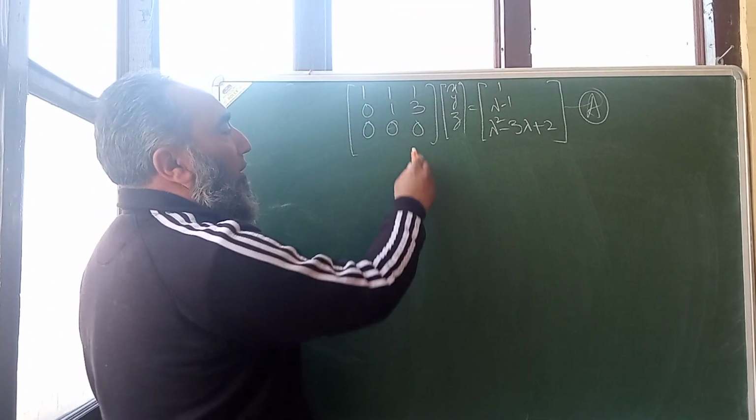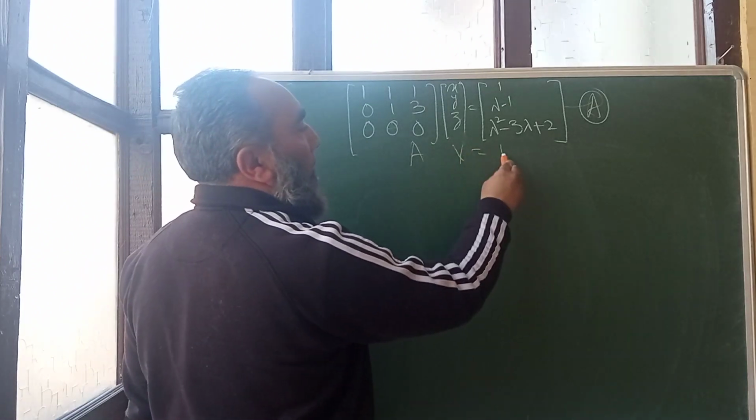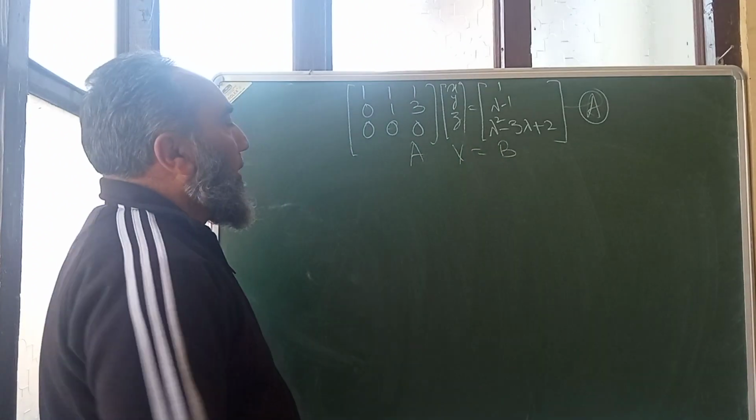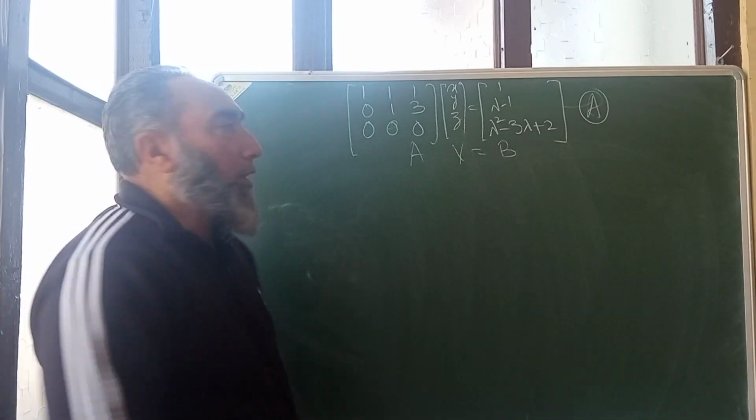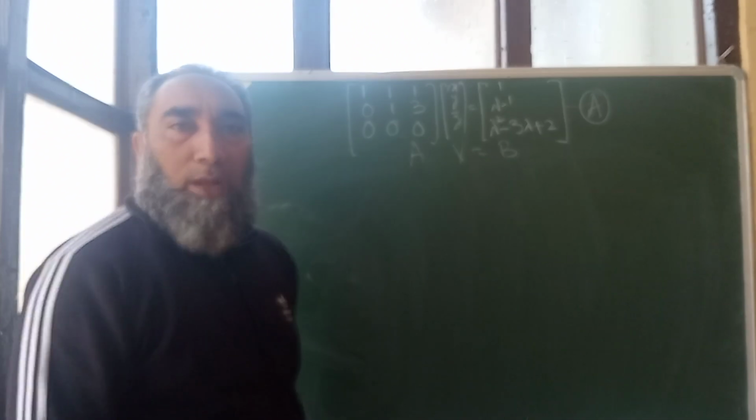Now what is the rank of this? This is A, X, and this is B. See, the rank of this matrix is 2. Clear, because one row is 0. Rank of A is 2.